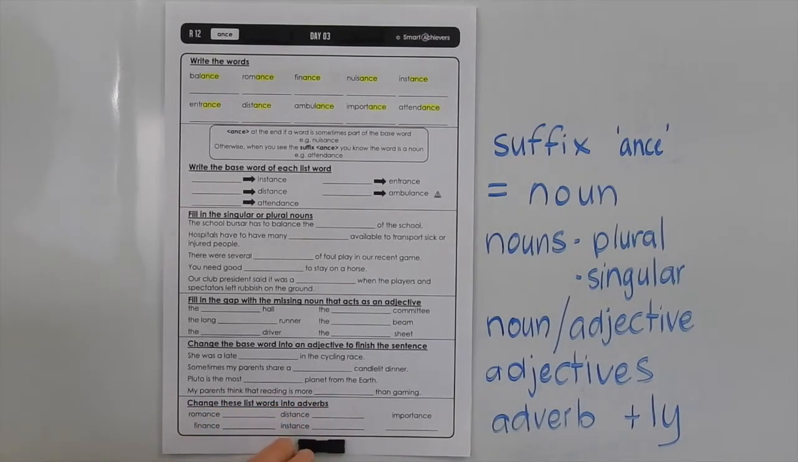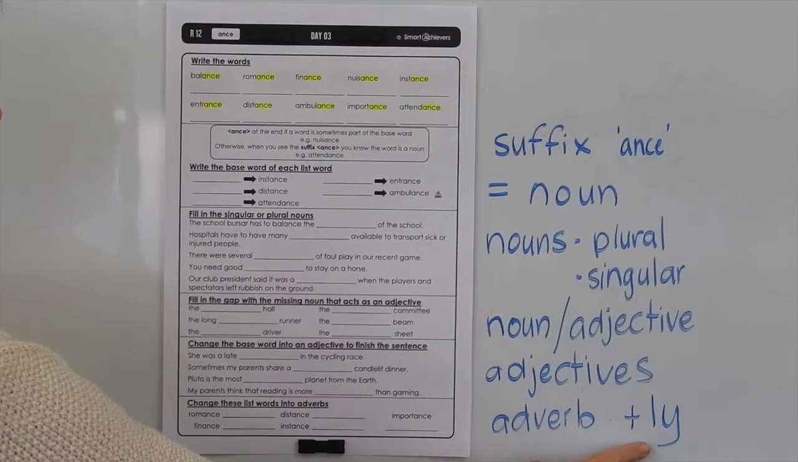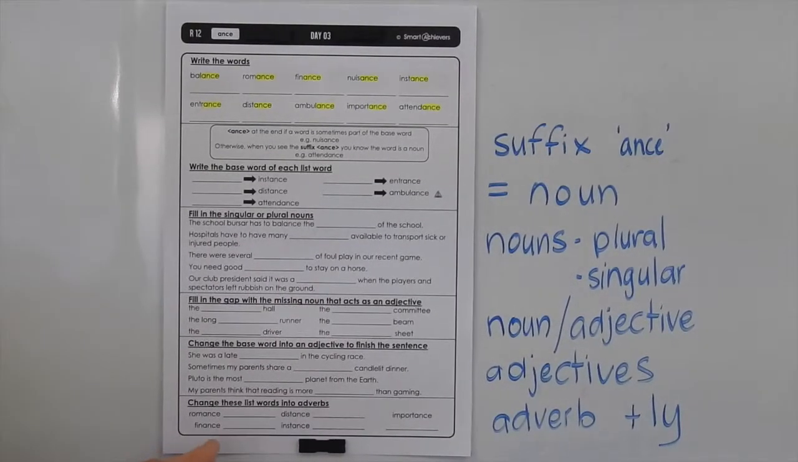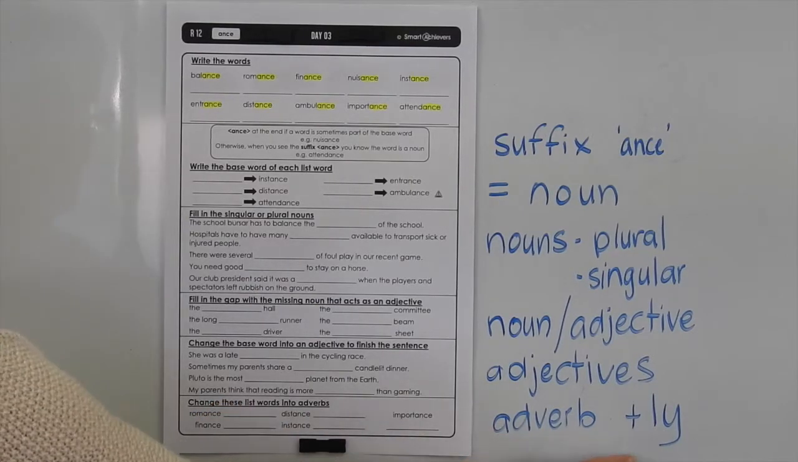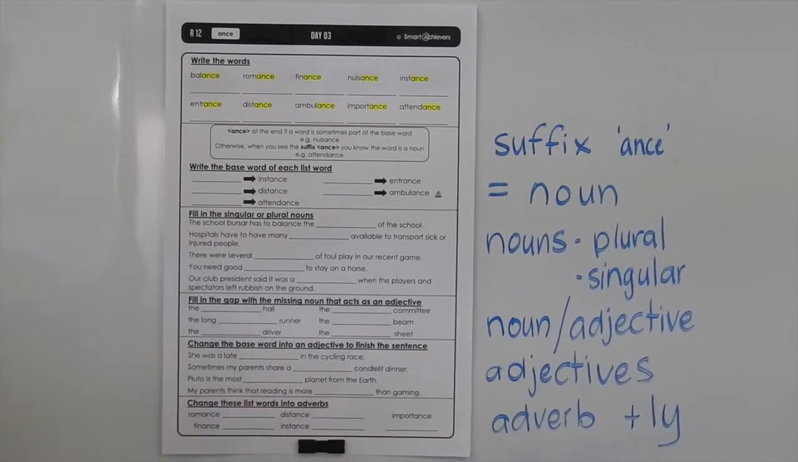Now you know that we commonly add ly to the end of a base word to change it into an adverb, but here you're going to have to think a little bit beyond that. So romancely, no, it's not a word. Romantically is a word. So you're going to have to work out how you're going to change that base word, extend it into a form that you can add ly at the end of to make it into an adverb.